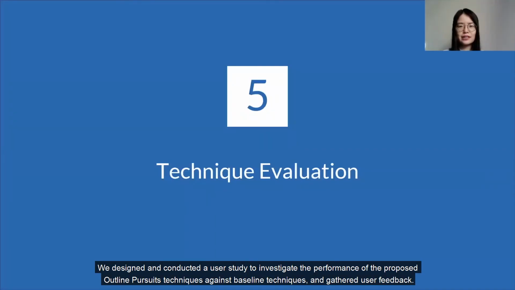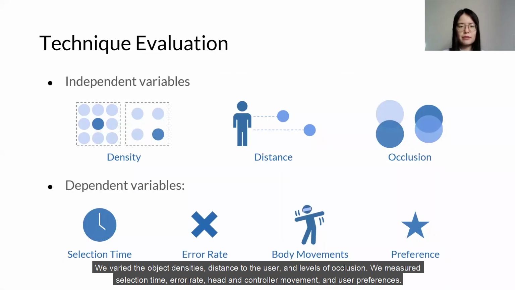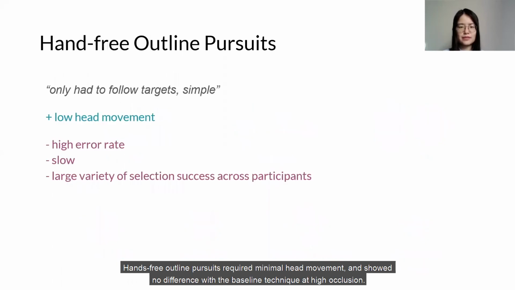We designed and conducted a user study to investigate the performance of the proposed OutlinePursuits techniques against the baseline techniques and gathered user feedback. In a VR environment, participants were tasked with selecting a target object among many as fast as possible. We varied the object densities, distance to the user, and the levels of occlusion. We measured selection time, error rate, head and controller movement, and the user's preferences.